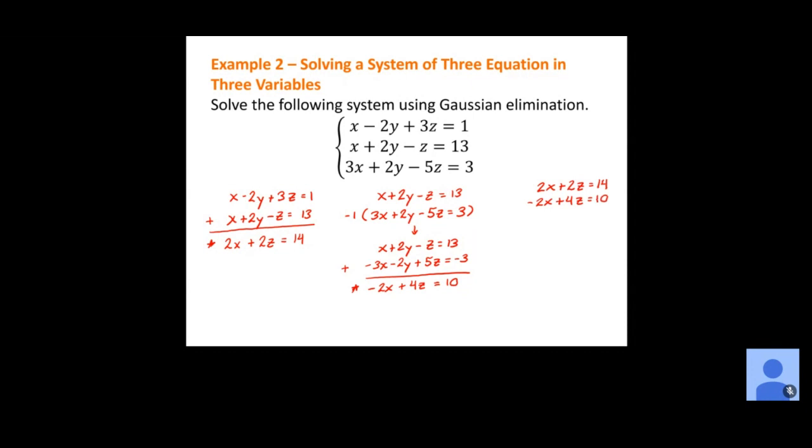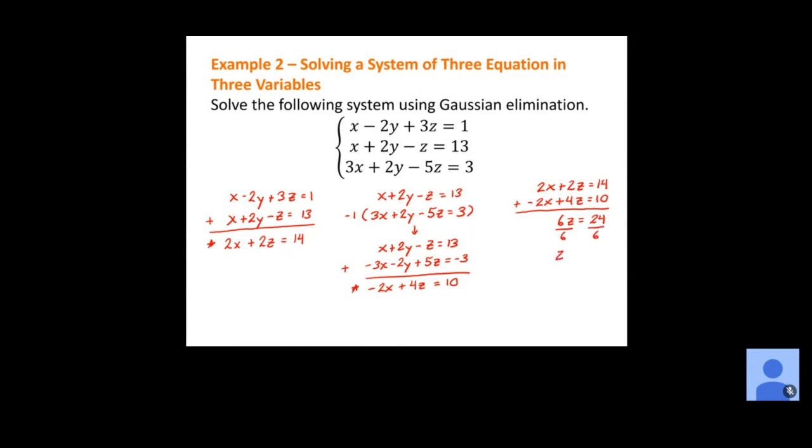So which variable do you want to eliminate next? X, right? That makes the most sense. We have a positive 2x and a negative 2x. So we just go ahead and add these together without having to multiply by anything. X's cancel, add the z's, 2z plus 4z is going to be 6z. 14 plus 10 is going to be 24. And now what can we do? Yeah, we can just divide by 6 and get our z by itself.